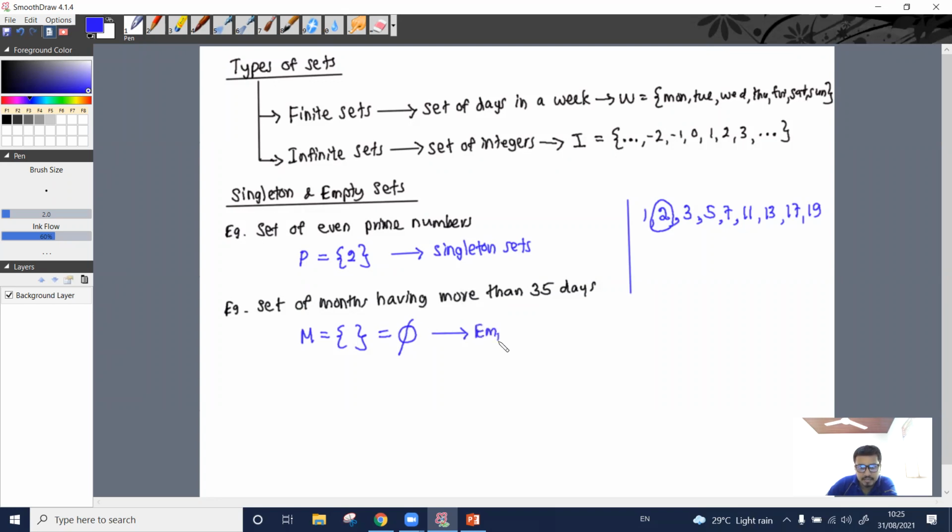Empty sets. Give me another name. Null sets. No element, nothing. If there are no elements in a given set, those are null sets or empty sets. Singleton and empty sets.